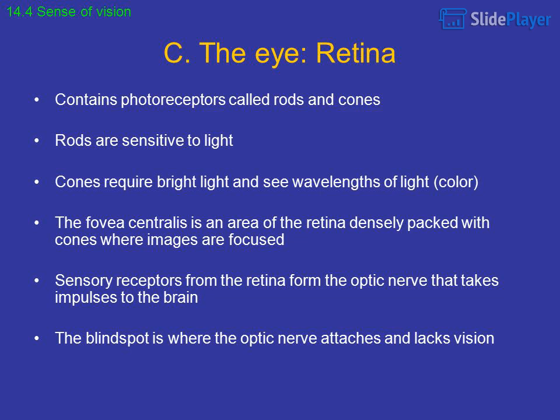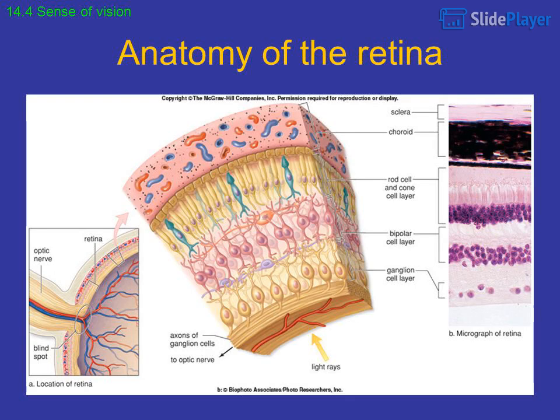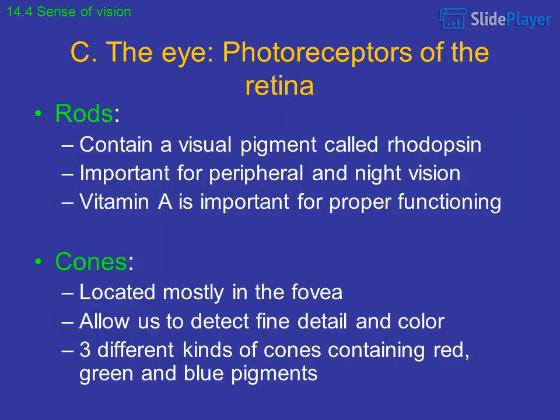Sensory receptors from the retina form the optic nerve that takes impulses to the brain. The blind spot is where the optic nerve attaches and lacks vision. 14.4 Sense of vision. Anatomy of the retina. C. The eye, photoreceptors of the retina.